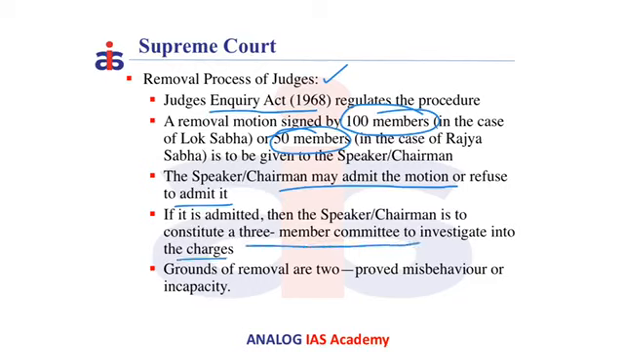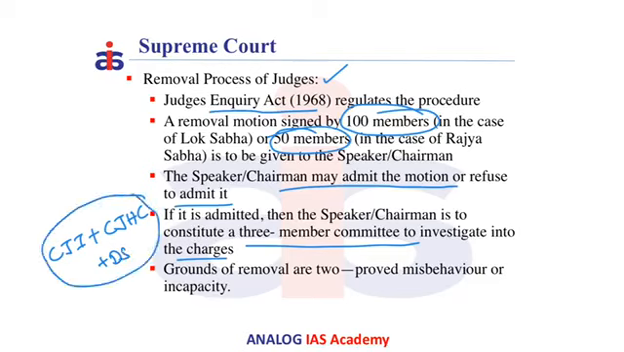If it is admitted, then the Speaker or the Chairman needs to constitute a 3-member committee to investigate the charges. The 3 members are the Chief Justice of India or the senior-most judge of the Supreme Court, the Chief Justice of one of the High Courts, and a distinguished jurist. These people decide upon the charges framed against the judge. The judge can be removed only on 2 grounds, that is, proved misbehavior or incapacity. Once the committee concludes that there has been proved misbehavior or incapacity on the part of the judge, they recommend the same to the Speaker or the Chairman.